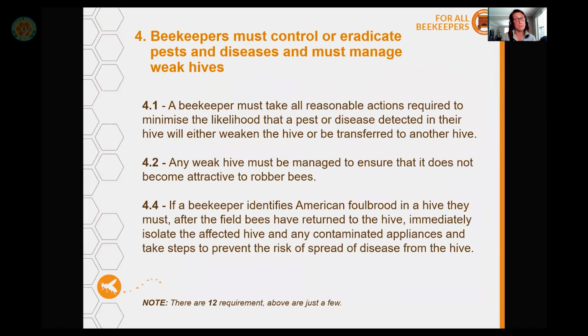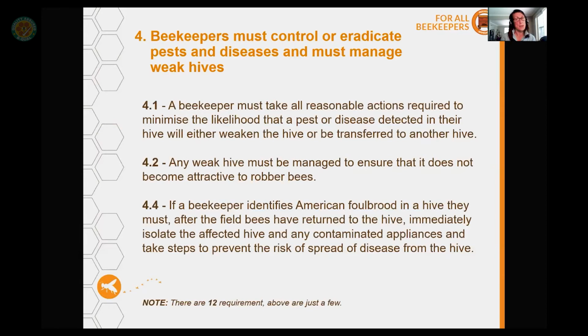Number 4, beekeepers must control and eradicate pests and diseases and must manage weak hives. Now, if a beekeeper finds a pest or disease in their hive, they must take appropriate steps to manage its impact on the infected hive and also prevent its spread to other hives. Now, robber bees provide a major pathway for the spread of infectious disease, so maintaining strong hives is really important as a preventative measure.